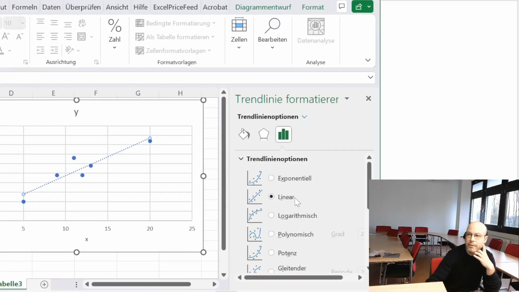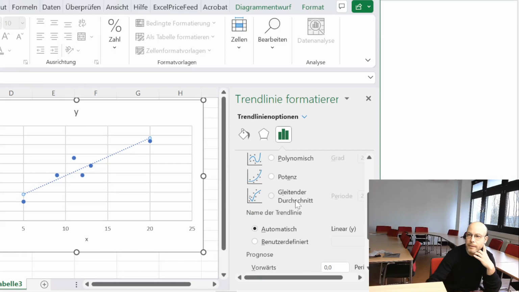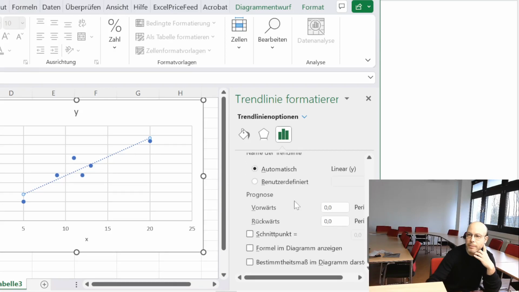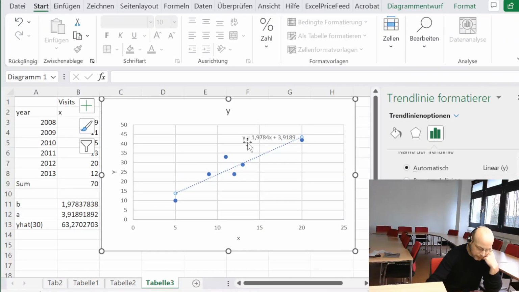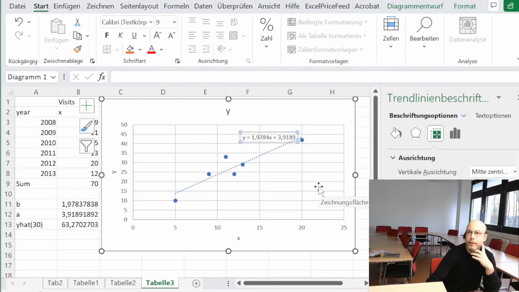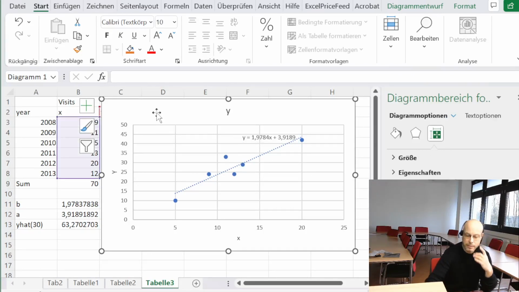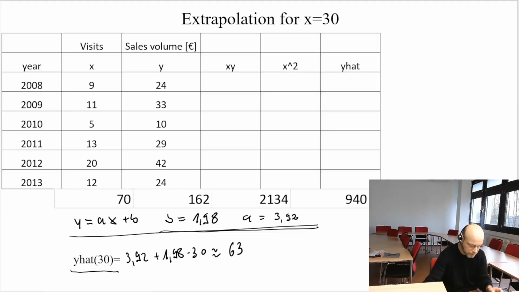Then here we have linear trend, and we want to know the numbers, so please give me the formulas, and then we are done. So here you have, of course, the same numbers. Let's take this also and put it in here.